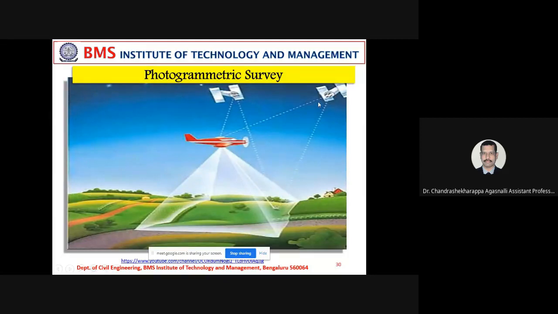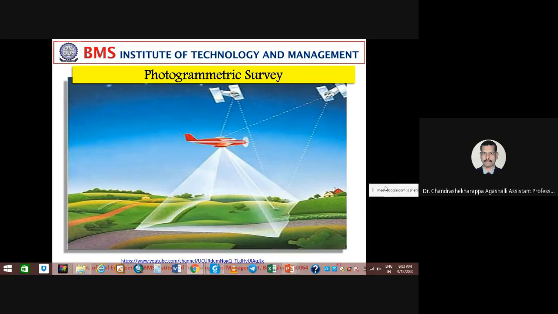In photogrammetric surveys, we take the view from the top, either airborne from an aircraft or with satellites. It can cover a large area, depending on your camera quality. If the camera quality is very poor, it is difficult to get good quality images. If the camera quality is very good, with high powered cameras, even if you stretch the images, they will not break down into the pixel levels.